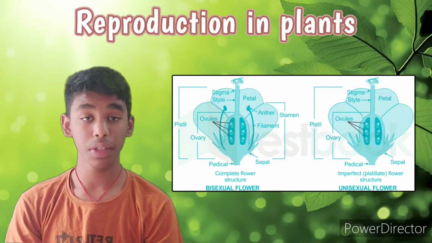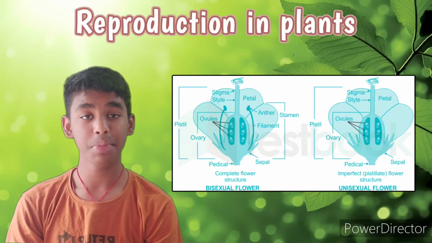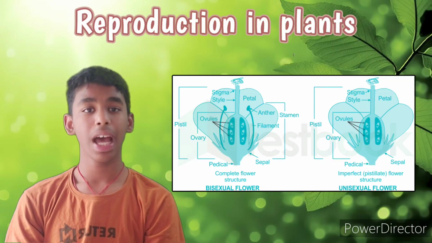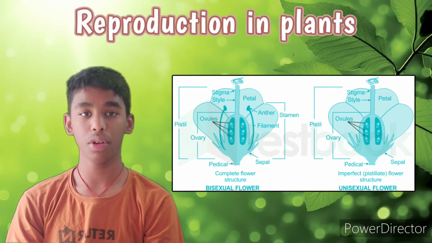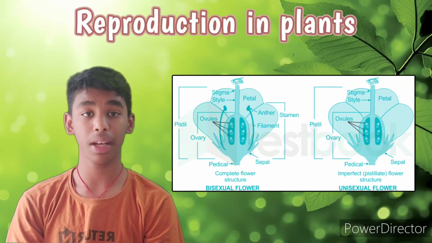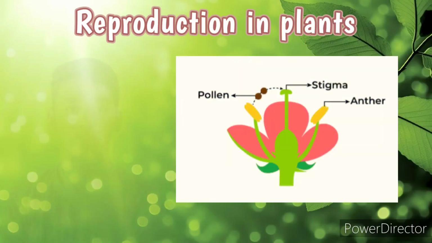So can a unisexual flower be classified as an incomplete flower? Absolutely yes. It can be classified as an incomplete flower as it doesn't have all four parts. And a bisexual flower can be classified as a complete flower. So this is all about the parts of the flowers.